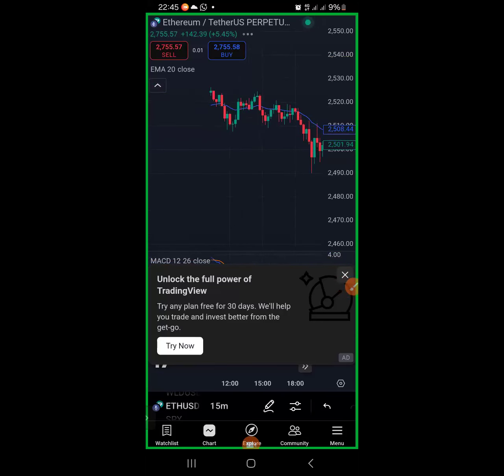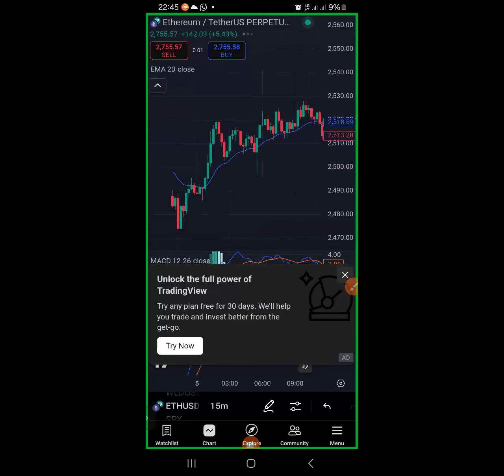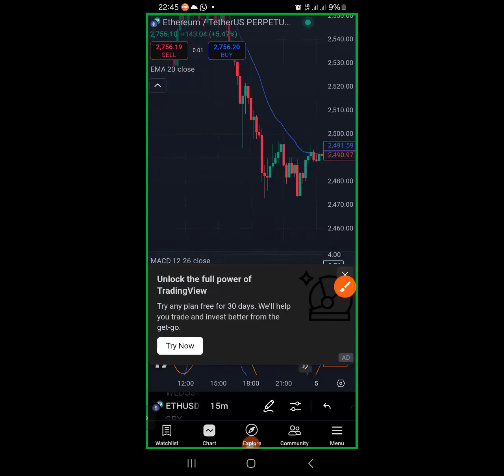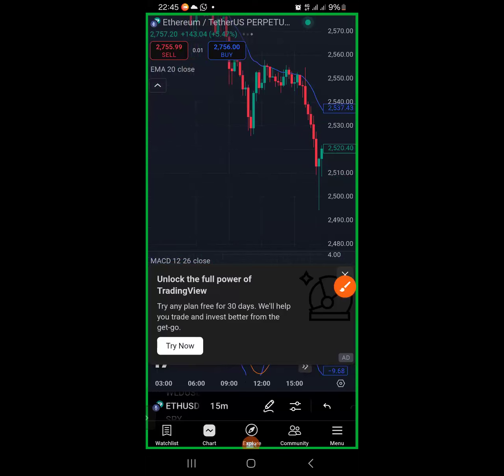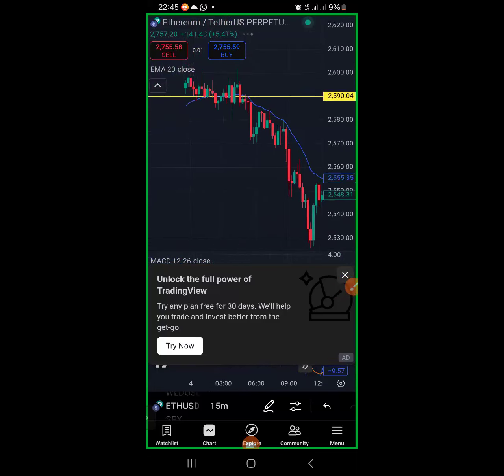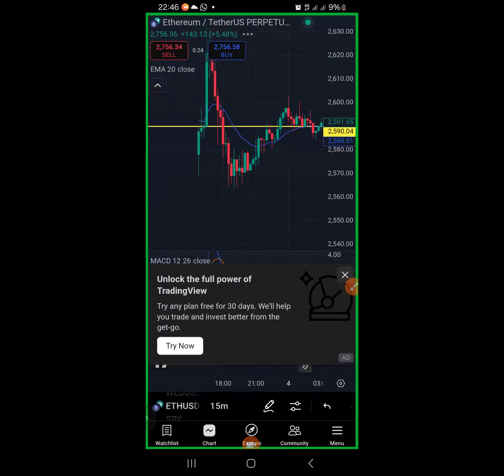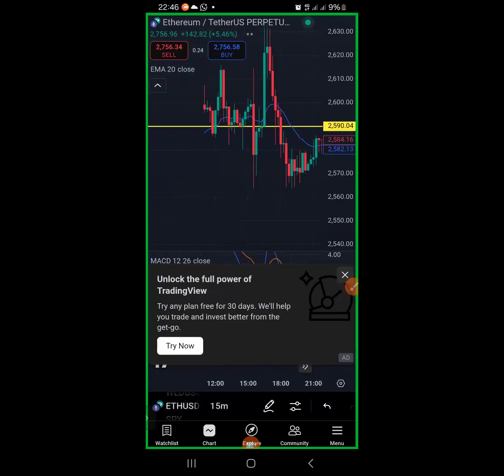The tail may not be that long. I want a perfect one. We have one here. This qualifies to be a pin bar. You can see that red candle with a long lower tail. You can see it there. So that's how you can identify the pin bars.